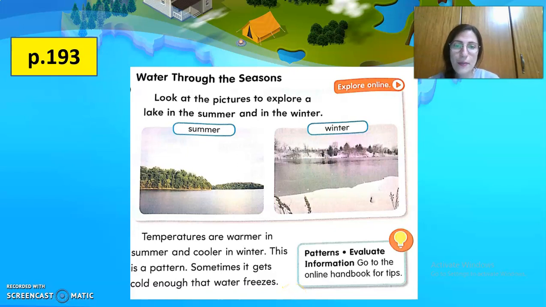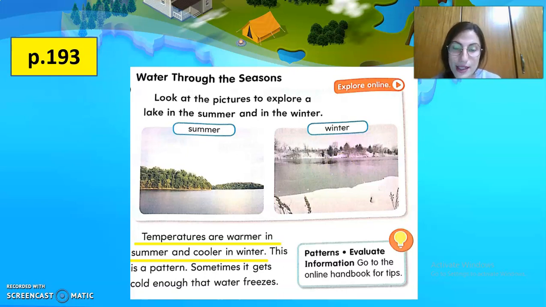So they're telling us that the temperatures are warmer in summertime. We know it is really hot in summertime and we go to the beach to swim and feel a bit cooler, right? But then they're saying that it is cooler in winter or colder, which means it is really cold, okay? And this is a pattern. Each year, every year, during summertime the temperatures are warmer. And during winter time, the temperatures are cooler or colder, which means it becomes really low. And they're telling us that sometimes when it is cold enough, the water will freeze, which means when the temperature drops low enough, like 0 degrees Celsius and even below, the water will freeze.